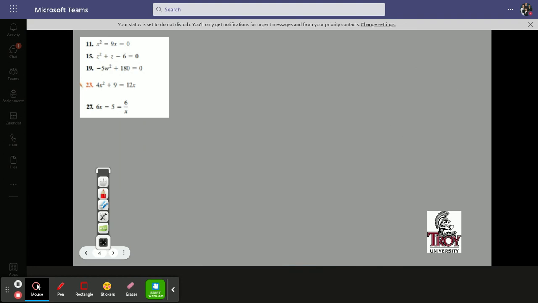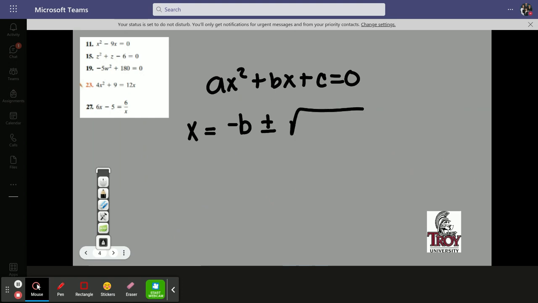Now remember, my equation is ax squared plus bx plus c equals 0. So from this, here's my quadratic formula. x equals negative b plus or minus the square root of b squared minus 4 times a times c, over 2a. Now I know that looks like a lot, but it's not, I promise. I'm going to take it one step at a time.